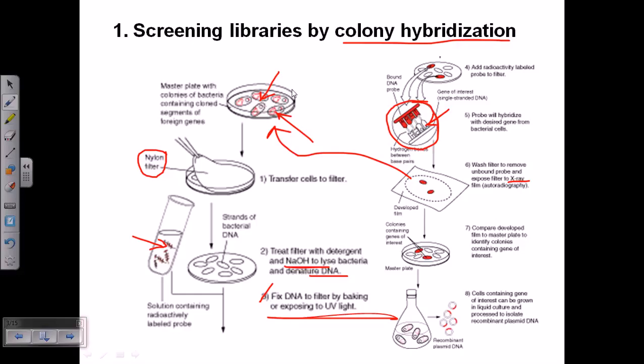Then we can take out these samples, take out these cell colonies, and we'll culture them, and we'll extract the DNA from them. Then we'll amplify the DNA via PCR, and we can do further analysis with this.